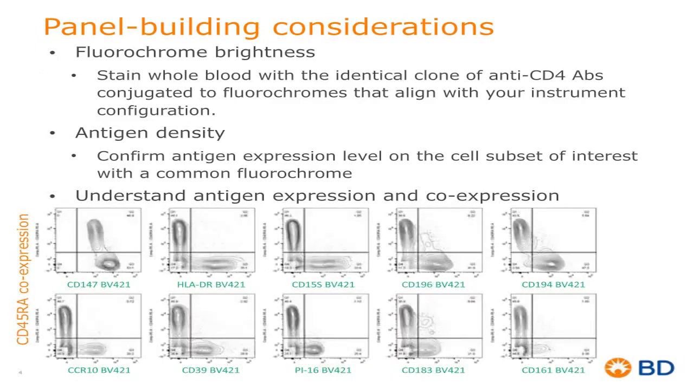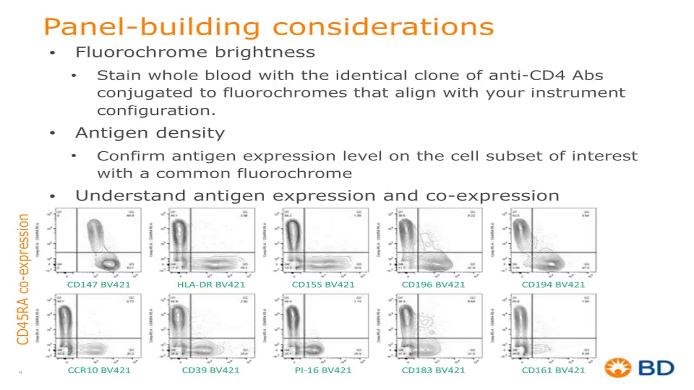So here in that panel, I have CD45RA on my y-axis plotted against all my other markers that are going to be in my panel. So for example, we have CD147 right here, which you can see there's a lot of co-expression of CD147 on both CD45RA positive and negative. Meanwhile, the rest of my markers actually have minimal co-expression.